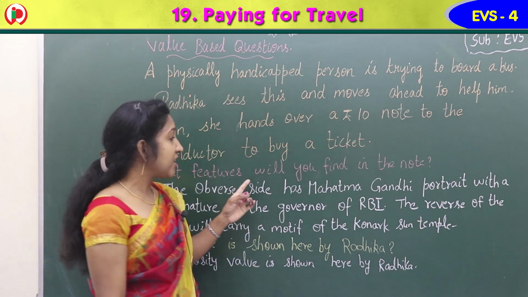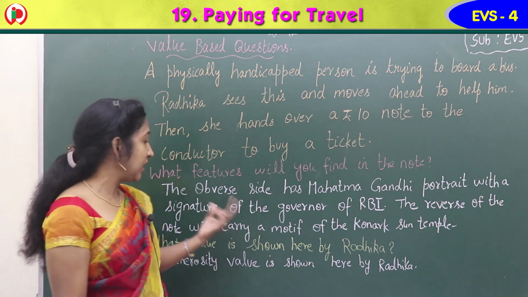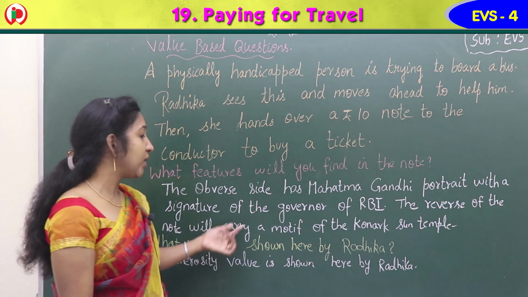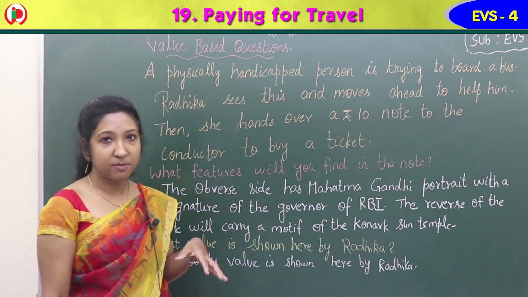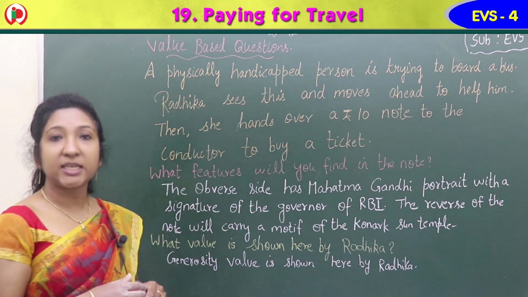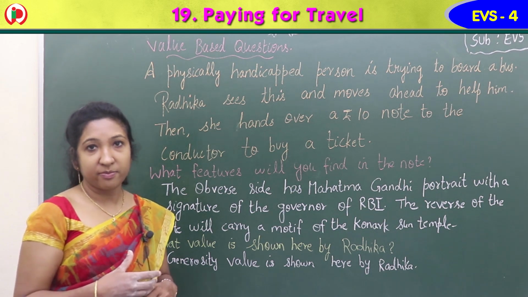So here, what features will you find in the note? The obverse side has Mahatma Gandhi's portrait with the signature of the governor of RBI. The reverse of the note will carry a motif of the Konark Sun Temple. And what value is shown here by Radhika? It is generosity. Generosity is the value shown here by Radhika. Okay, children?